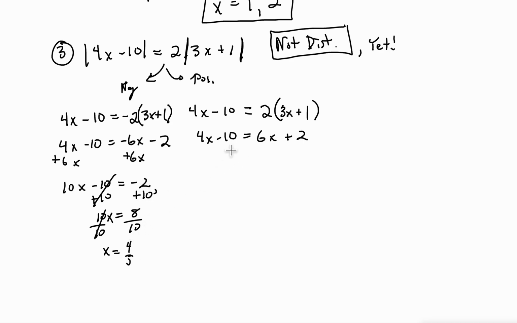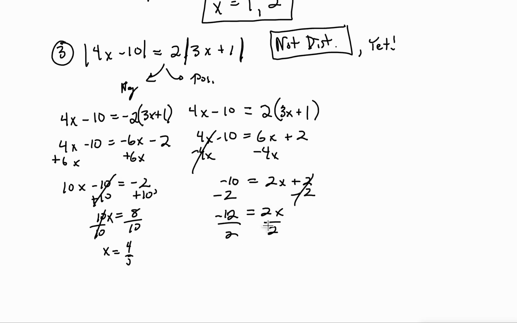And then for the other one, minus 4x to keep it positive. I kind of like my x's to be positive. So negative 10 equals 2x plus 2 minus 2. So negative 12 equals 2x. Divide both sides by 2. So x equals negative 6.